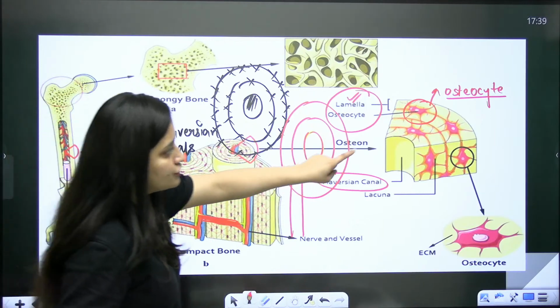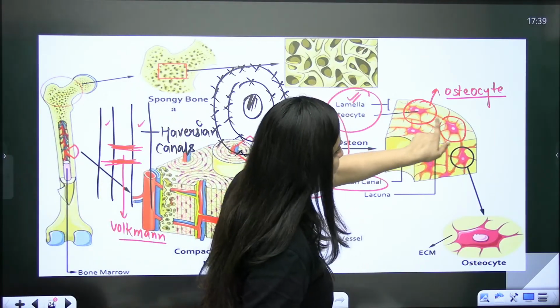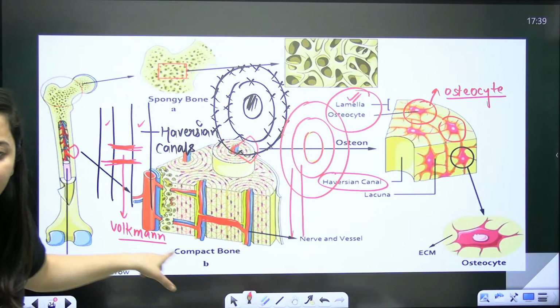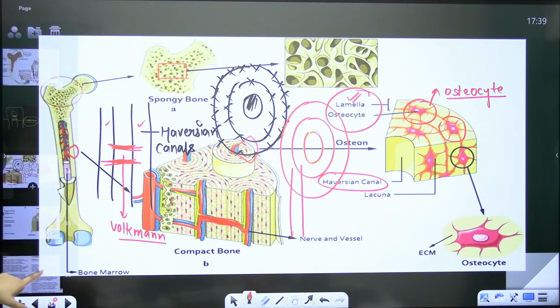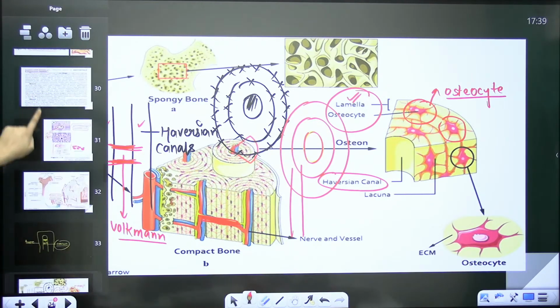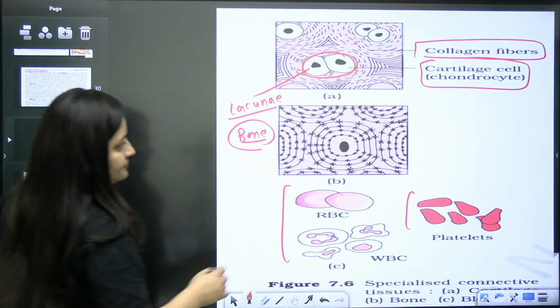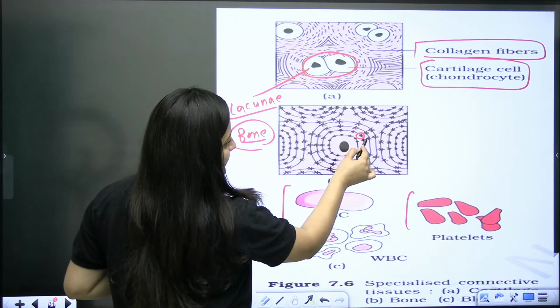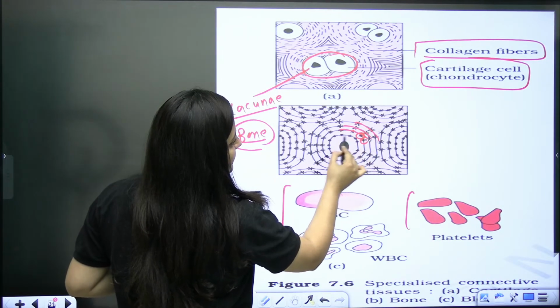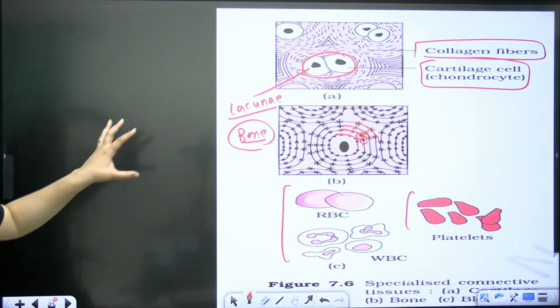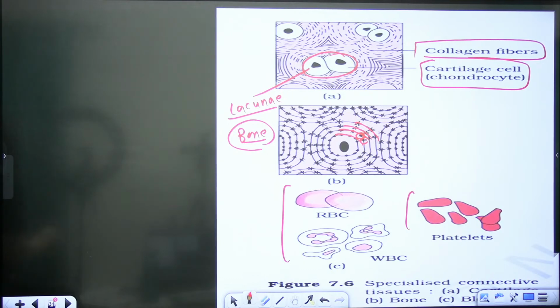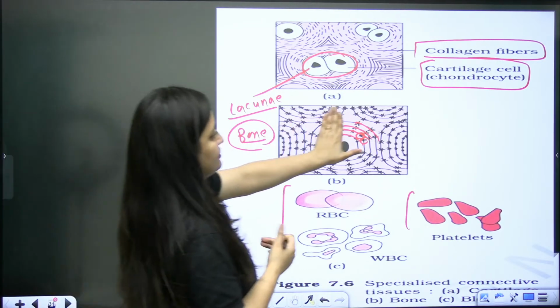So obviously this osteocyte is covered with the extracellular matrix, and in the form of these lamellae, these concentric rings, they are present. Compare this part with this diagram. So these are the osteocytes, and these concentric rings are the lamellae. So this is the inner part of that bone. Are you getting it? Yes or no? So in the middle you have the Haversian canal, then lamellae, and then these osteocytes.